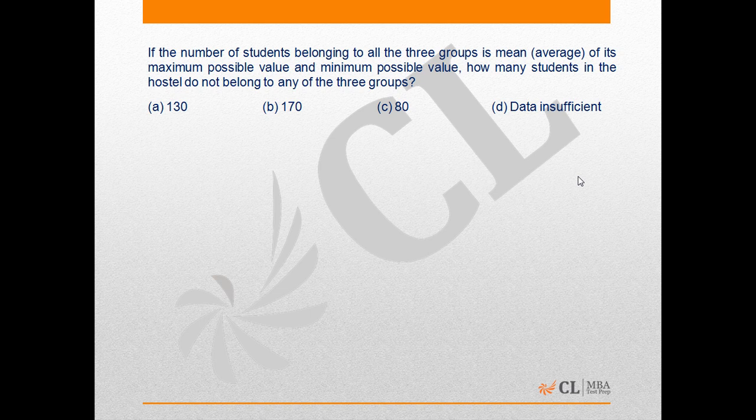In first question, it is given that the number of students belonging to all the 3 groups is mean, that is average of its maximum and minimum possible value, so X is X max plus X min by 2. From here we get X, 40 plus 20 by 2, that is 30.